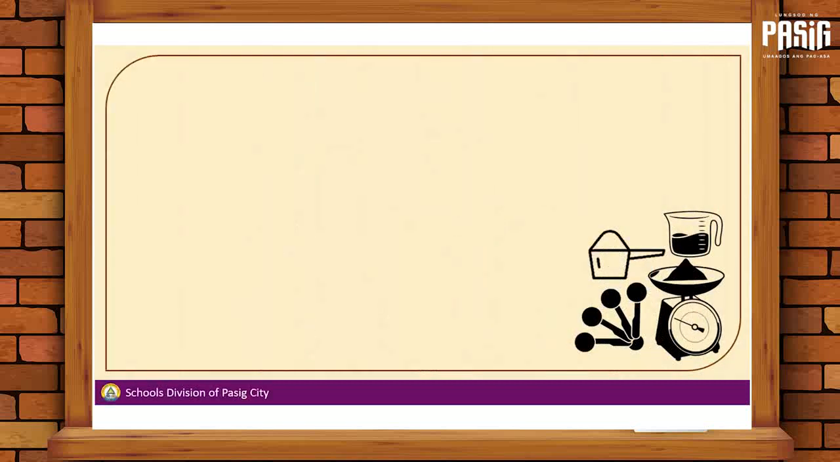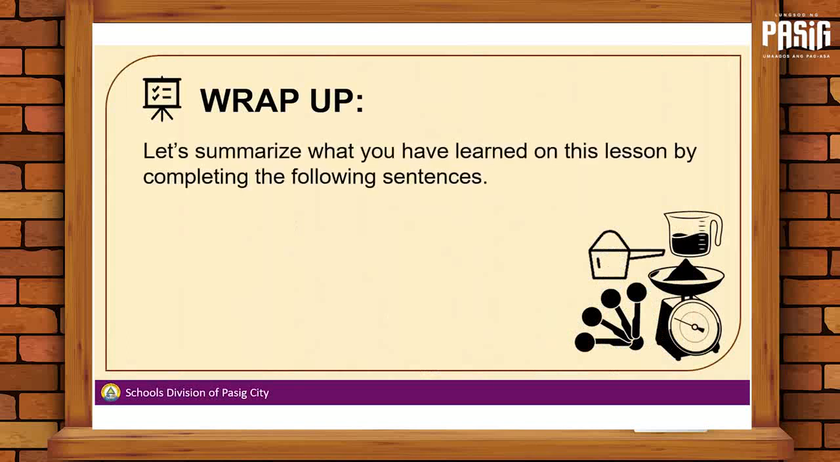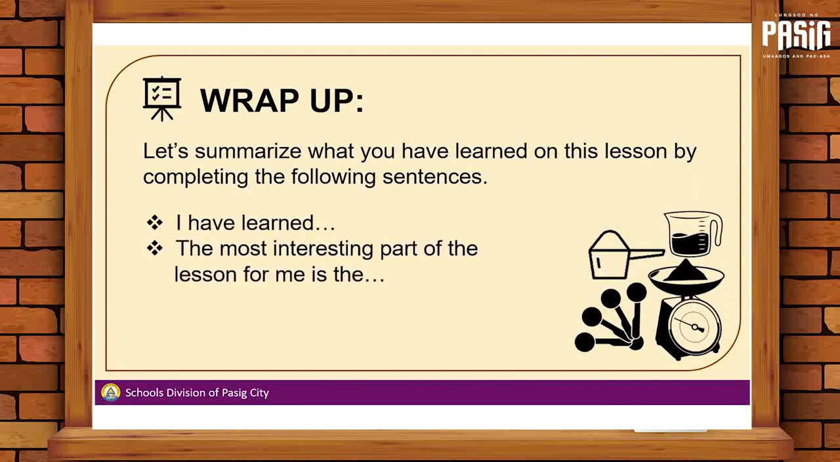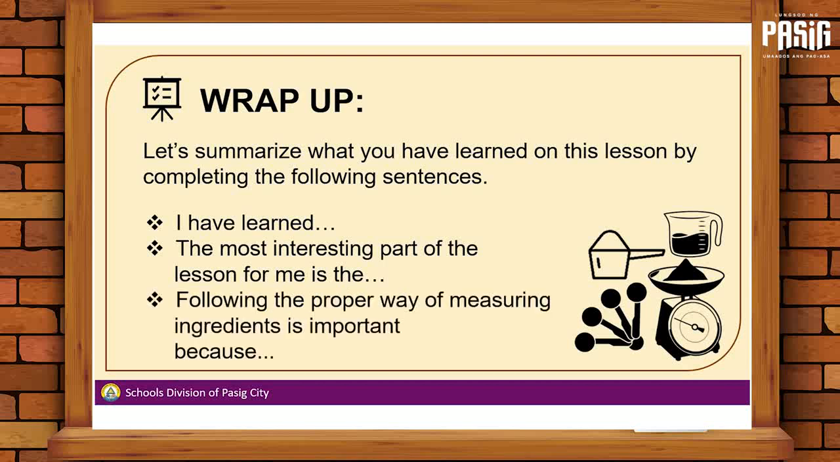Now, let's have the wrap-up. Let's summarize what you have learned on this lesson by completing the following sentences. First, I have learned. Next, the most interesting part of the lesson for me is the. And lastly, following the proper way of measuring ingredients is important because.